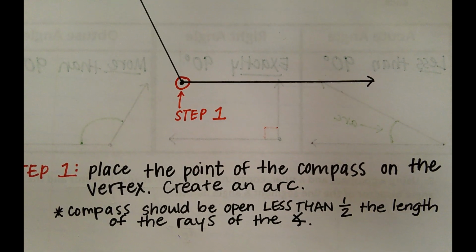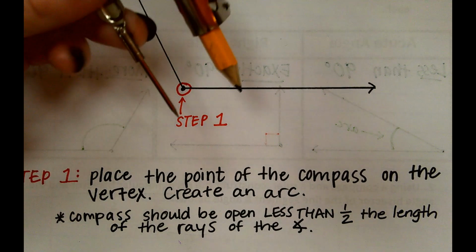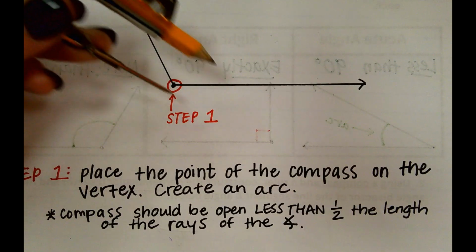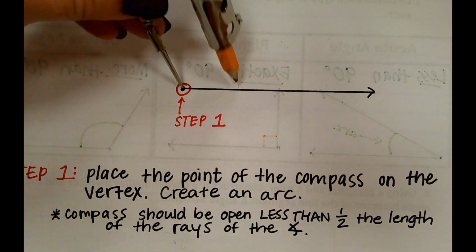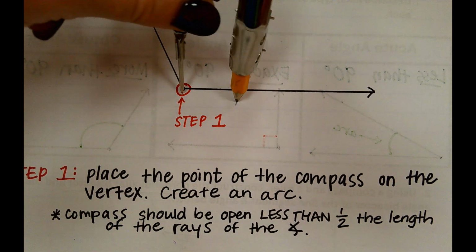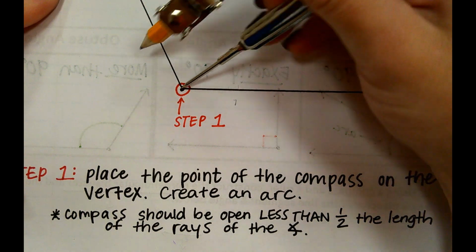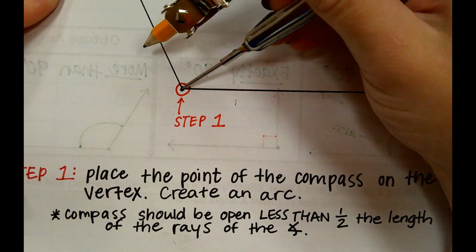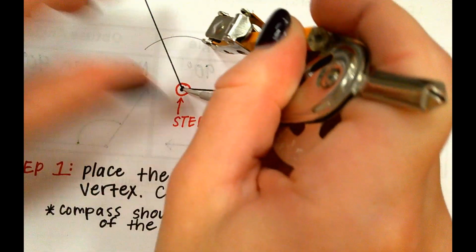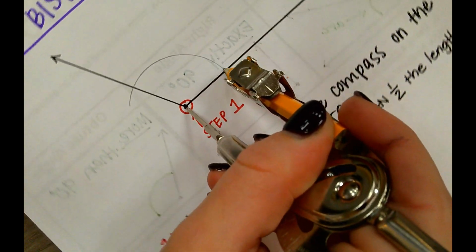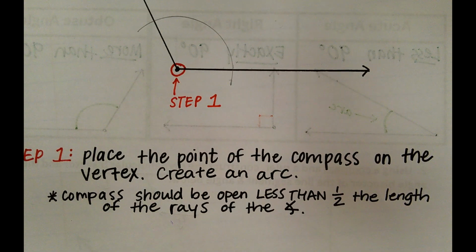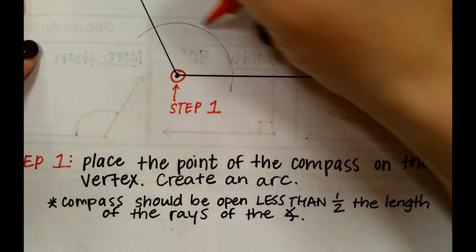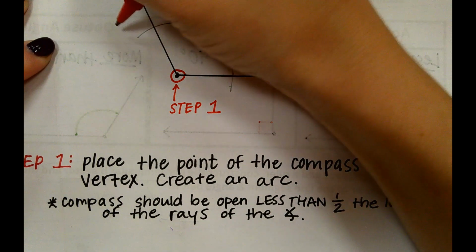And so now I'll leave the words up, but we'll go ahead and do that. I'm going to put the point of the compass on the vertex right here. And I have my compass open less than half the length of the ray. And we will create our arc. Let's see. Okay. Here we go. And if it helps, I know for me, I like colors. I'm going to trace over this arc with red so that I know it's part of step 1.